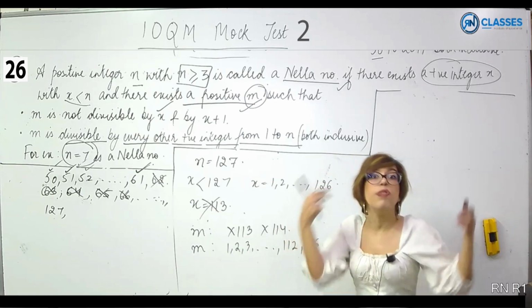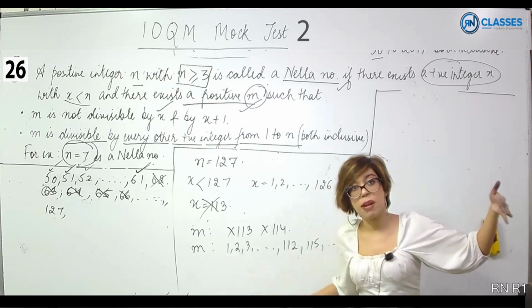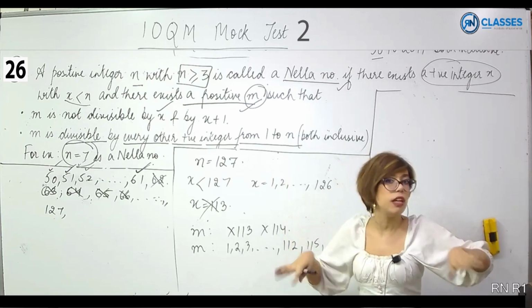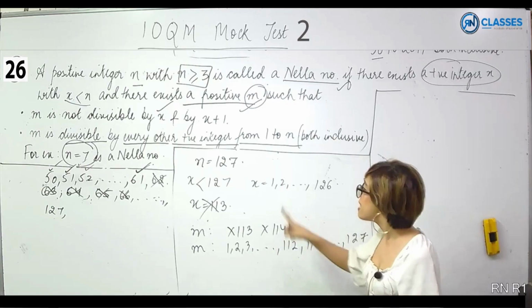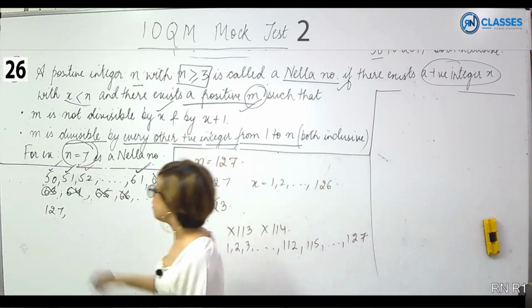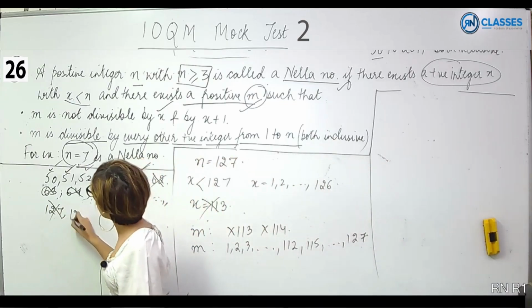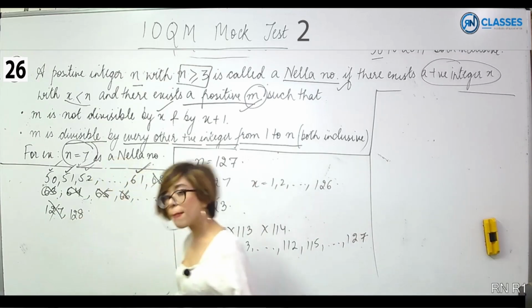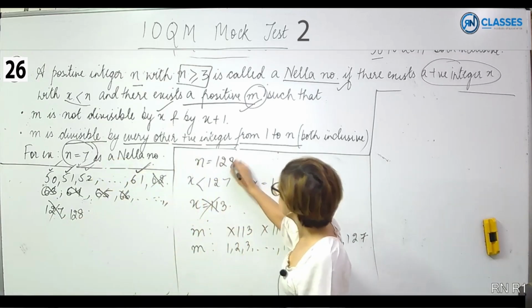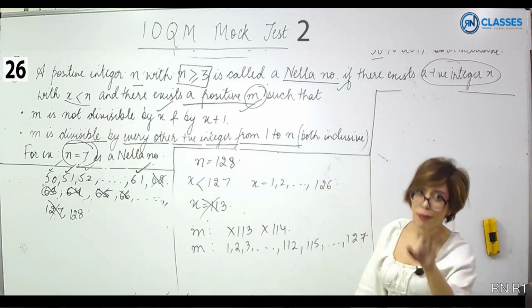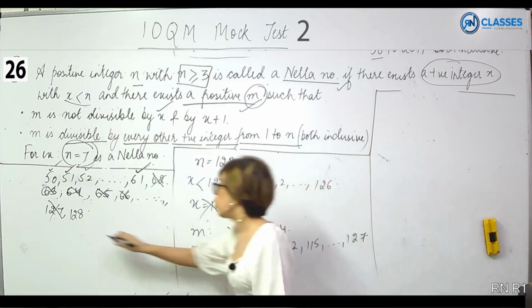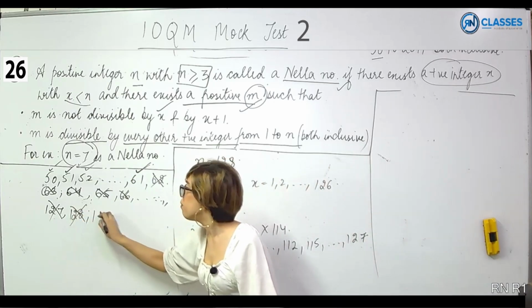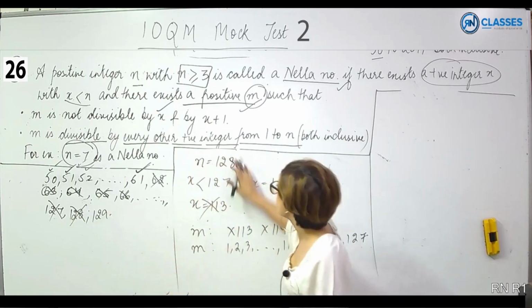That means I will not go further in. I've checked the largest prime, it is not even working. So lesser ones, it will not work. So that means n equal to 127 is not a Nena number. Similarly, you can check for 128. In fact, you can do that for yourself. It will also not turn out to be a Nena number. Let me go for 129. Let's see what happens.